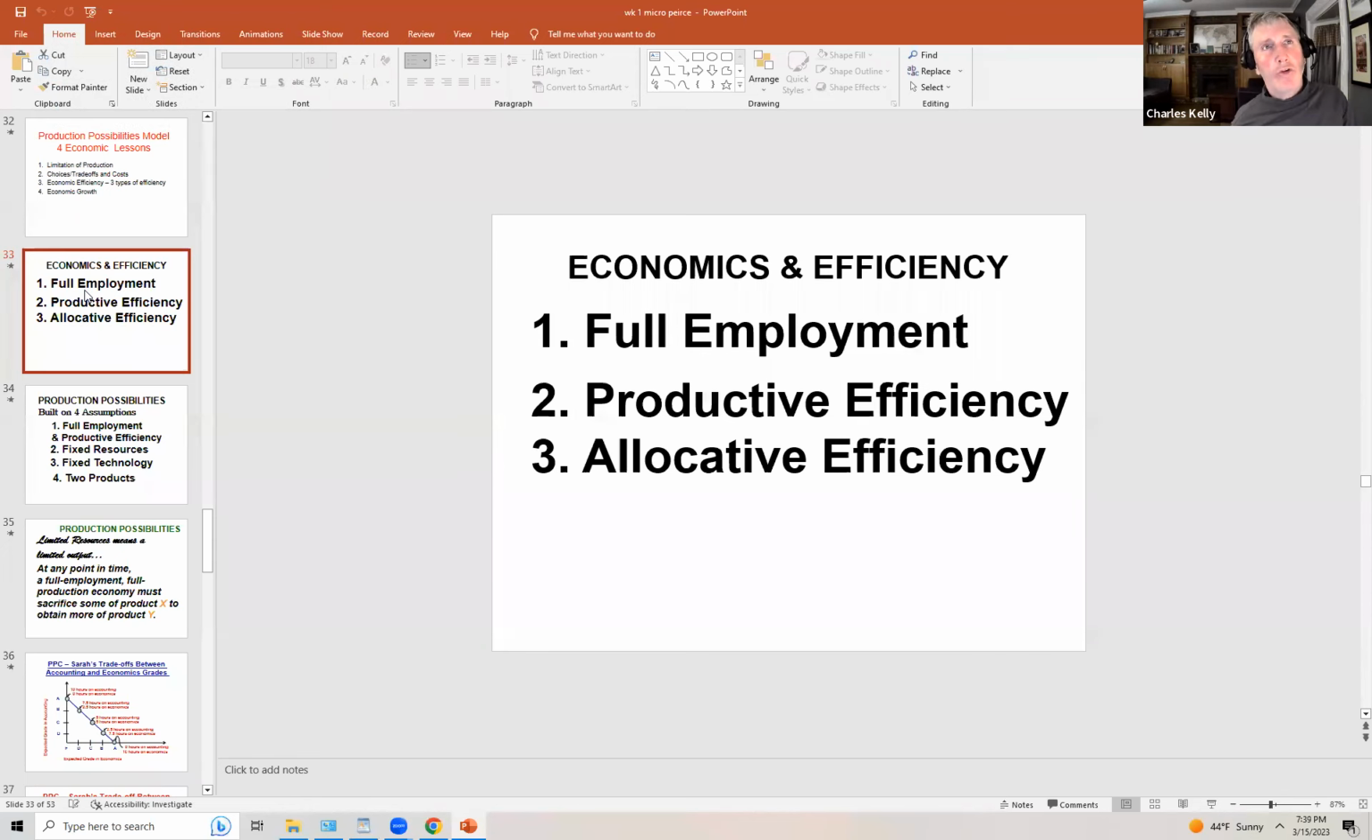The economist says, well, don't use $2 worth of resources if you can manufacture that product with $1 worth of resources. So use the least cost method of production whenever you're producing any good or service.